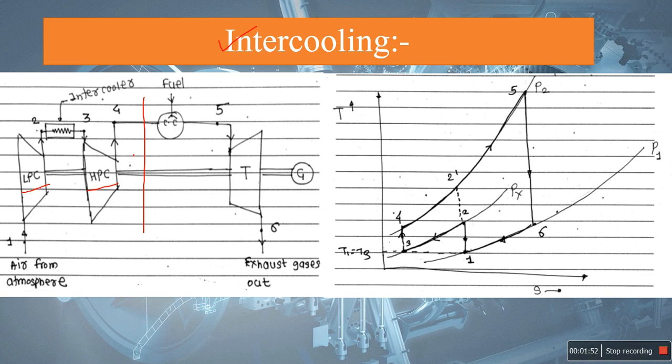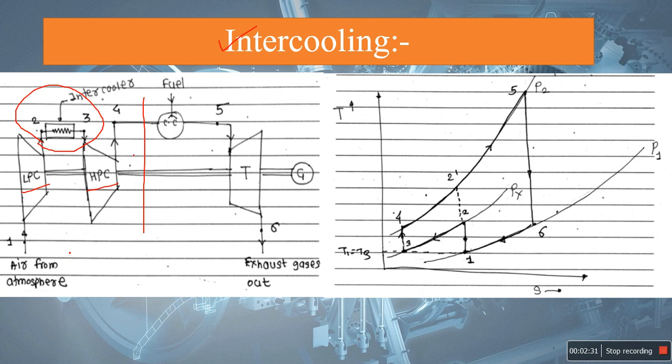I repeat in short: the low pressure compressor and the high pressure compressor are provided with an intercooler. Previously we did the compression in a single stage, and we know that more power is required to run the compressor. Of the power developed, around 55 to 65 percent is consumed by the compressor. So we focus here on how to reduce the compressor work, and so the compressor is provided with an intercooler.